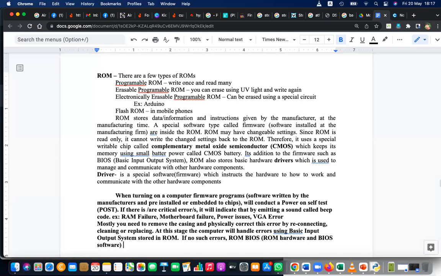If no such errors, ROM BIOS will search for a secondary storage for an operating system.